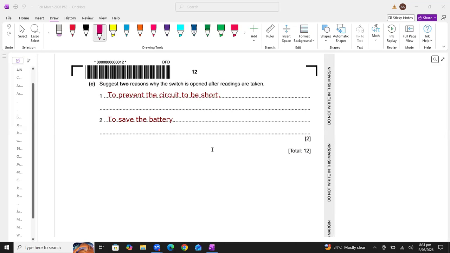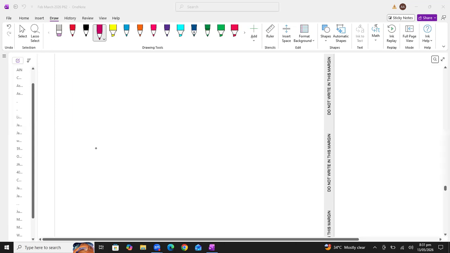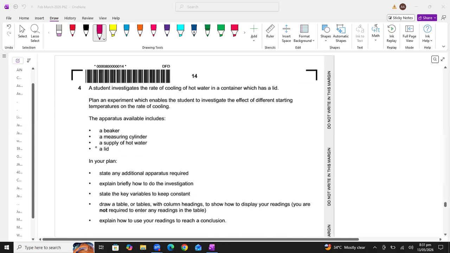Okay, so now we have completed question number 3, students. Let's move towards the next question. Mostly question number 4 is related to the planning question. Yes, it is a planning question. Look at question number 4.